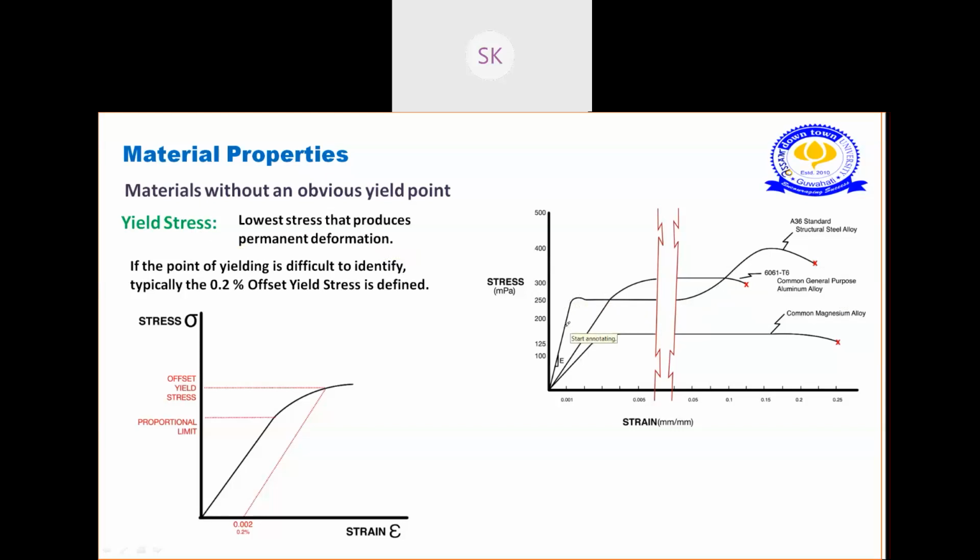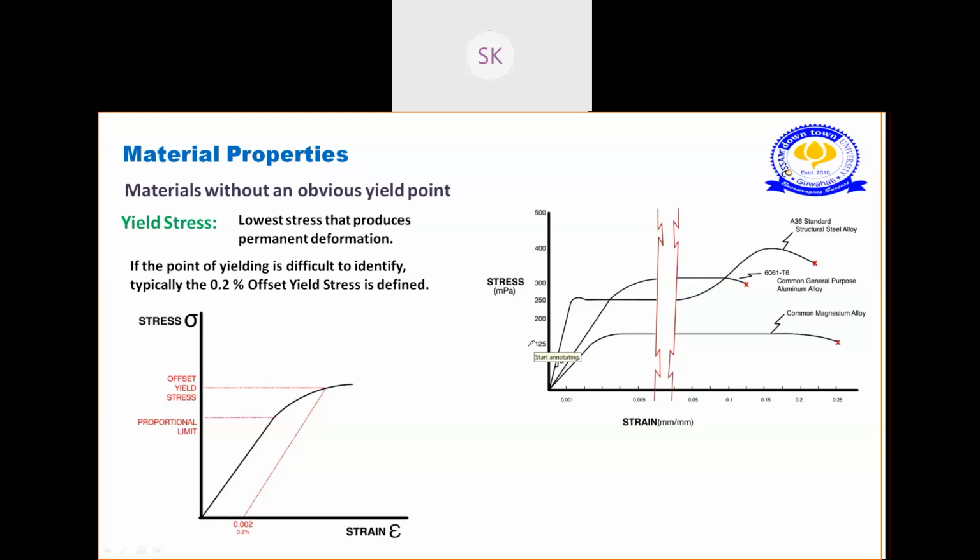But see, this is the steel curve. You get a perfect yield stress. The yield stress is perfectly defined in steel. But if you compare with magnesium and aluminum, your yield stress is not defined perfectly, right? So it is difficult to identify the yield stress in these curves.